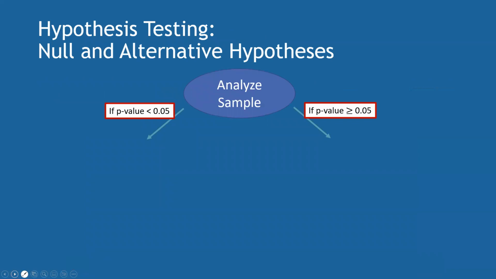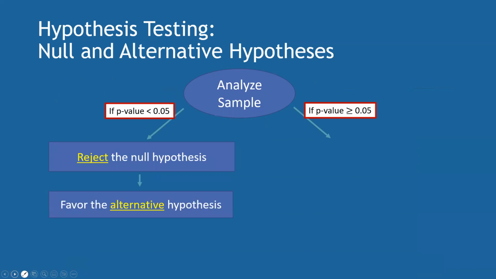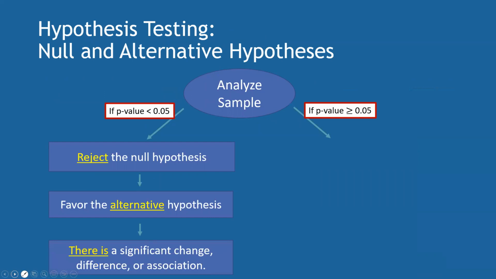All right. So for comparing the p-value, we will use this to make our decisions of whether we reject the null hypothesis or fail to reject the null hypothesis. So we'll analyze our sample and run our test in R. And then if the p-value is less than 0.05, we're going to say that we reject the null hypothesis. That means that we favor the alternative hypothesis. And that means that we've shown that there is a significant change, a significant difference, or a significant association. And specifically for chi-square test, we'll say that that means that there is a significant association between the 2 variables.